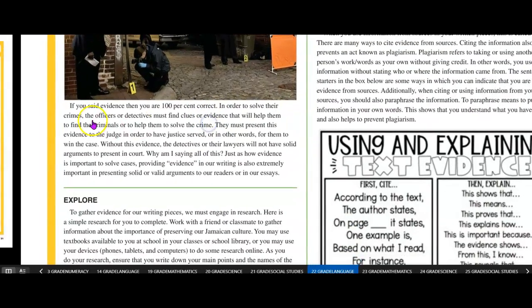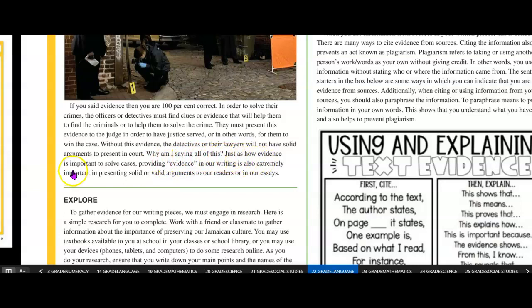In order to solve their crimes, the officers or detectives must find clues or evidence that will help them find the criminals or solve the crime. They must present this evidence to the judge in order to have justice served, or in other words, to win the case. Without this evidence, the detectives or their lawyers will not have solid arguments to present in court. Why am I saying all of this?